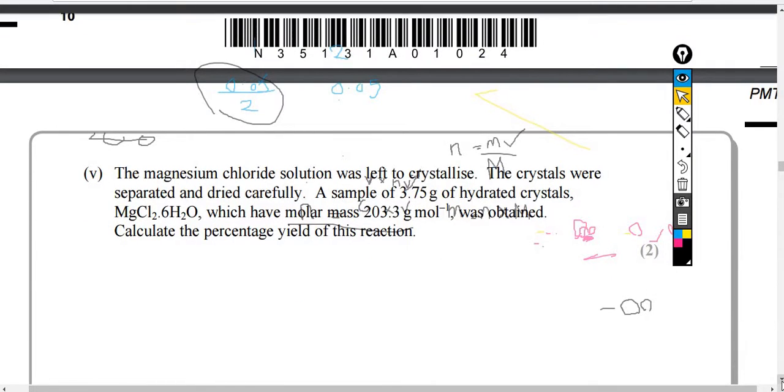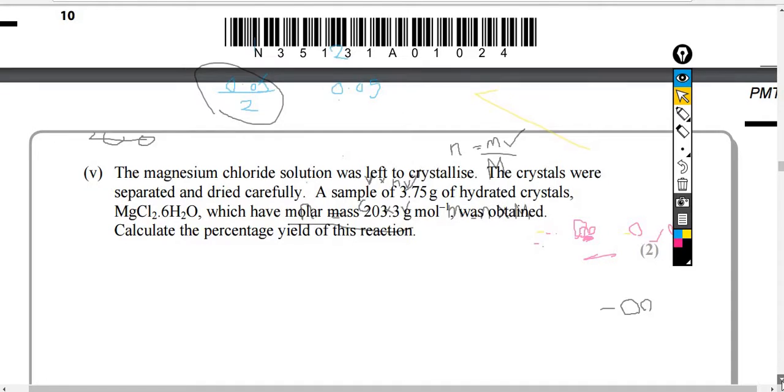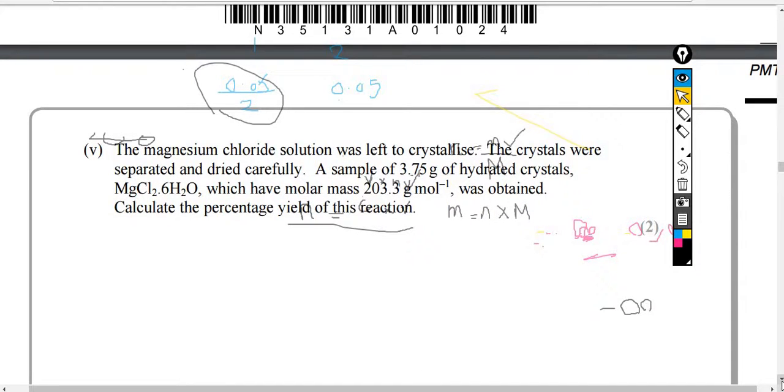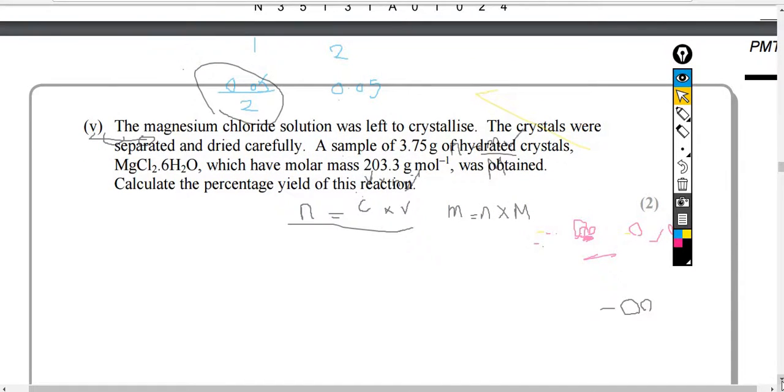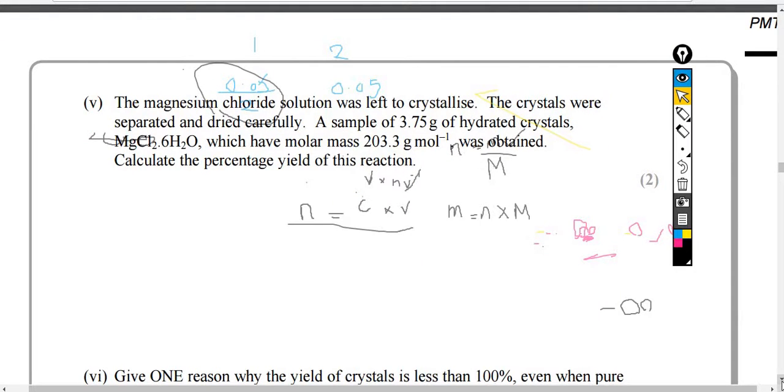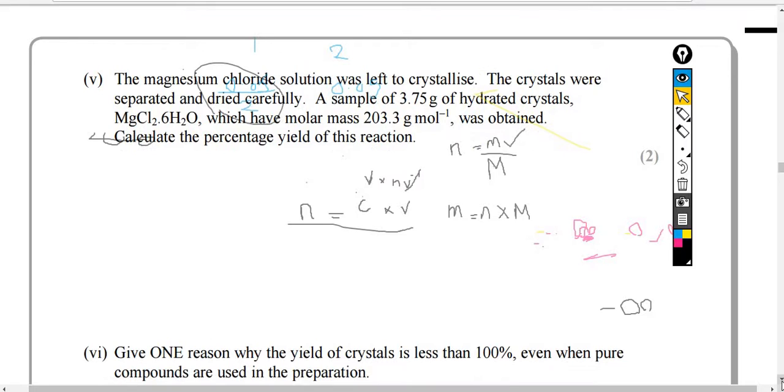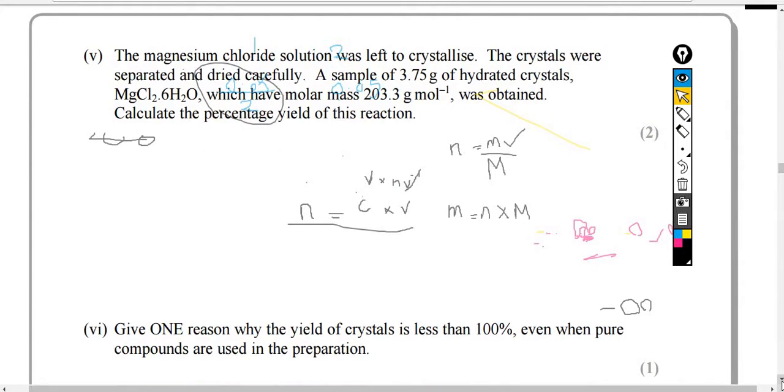The next question asks, the magnesium chloride solution was left to crystallize. The crystals were separated and dried carefully. A sample of 3.75 g of hydrated crystals, which have the molar mass given, was obtained. Calculate the percentage yield of this reaction. Okay, so I need to calculate.